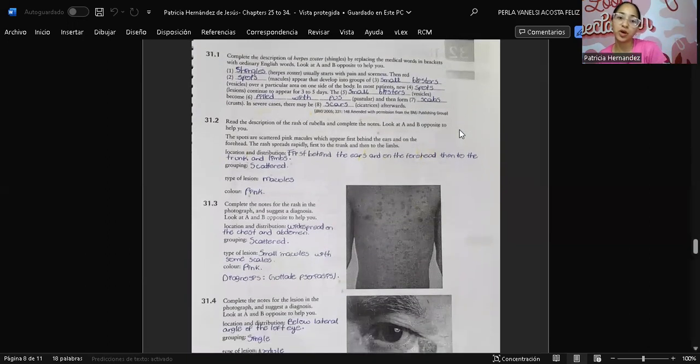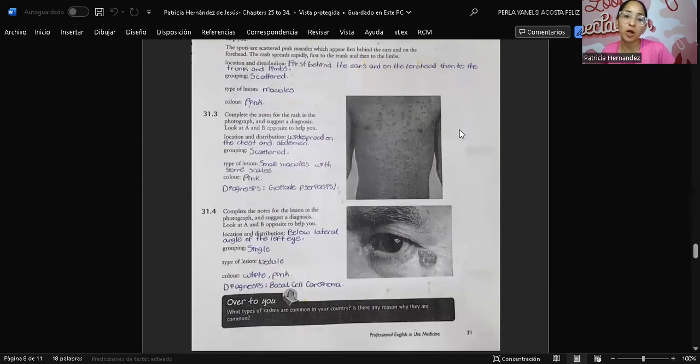31.2. Read the description of the rash of rubella and complete the notes. Look at A and B opposite to help you. The spots are scattered pink macules, which appear first behind the ears and on the forehead. The rash spreads rapidly, first to the trunk and then to the limbs. Okay, location and distribution: first behind the ears and on the forehead, then to the trunk and limbs. Grouping is scattered. Type of lesion is macule and color pink.